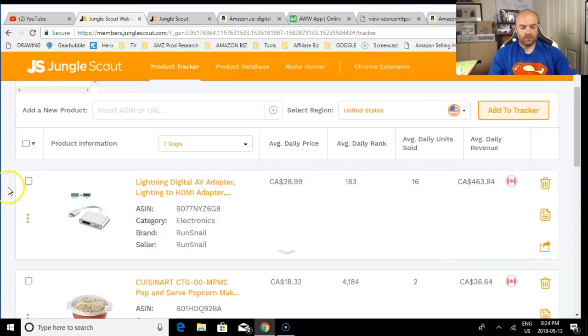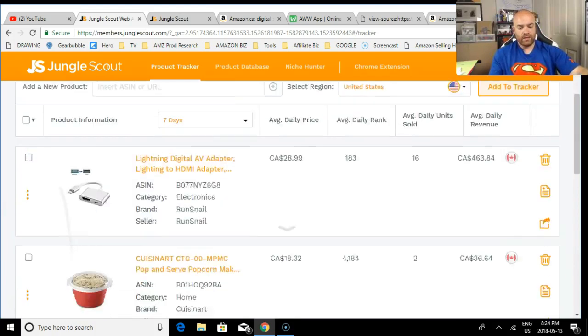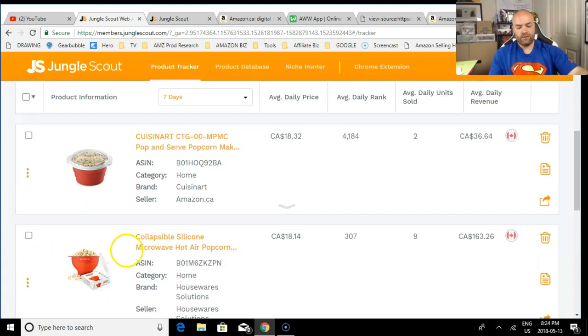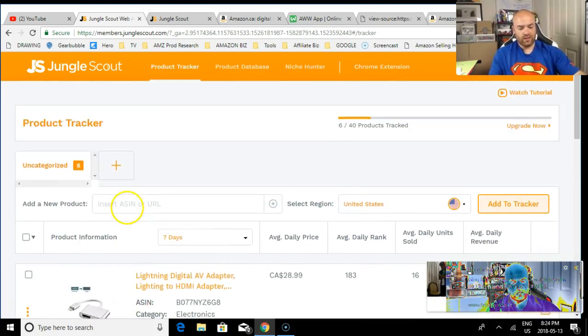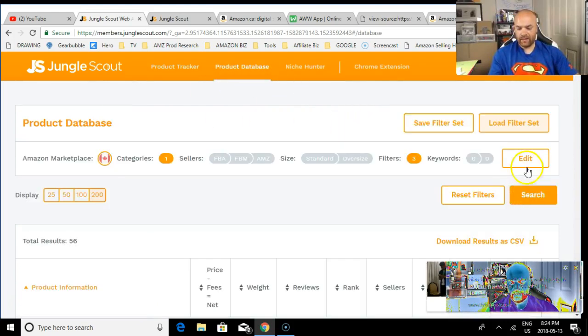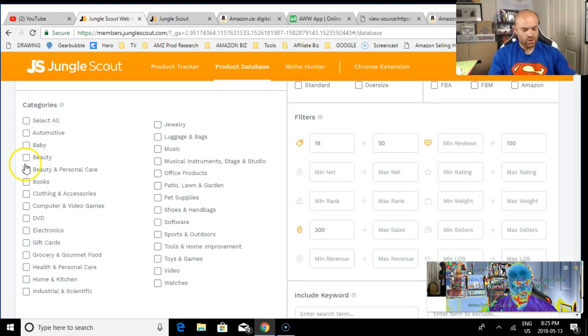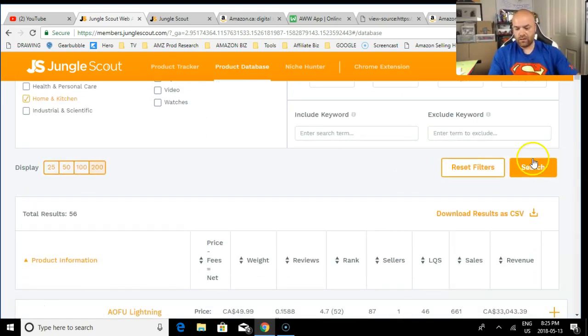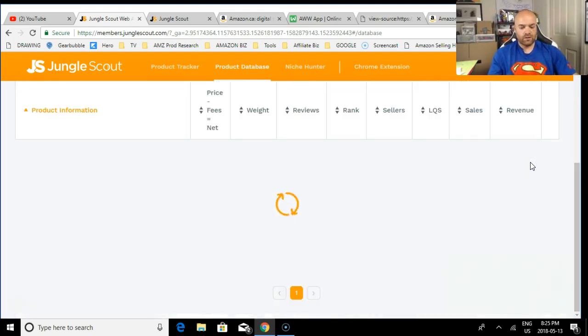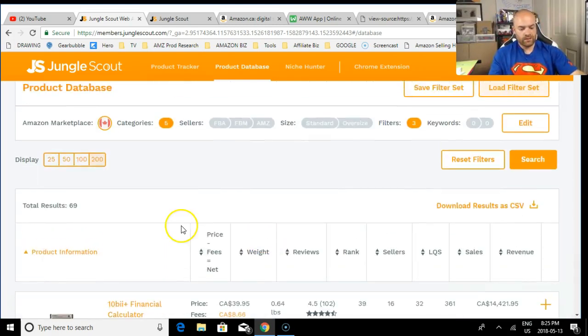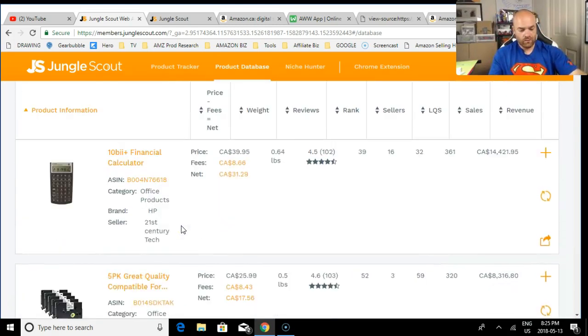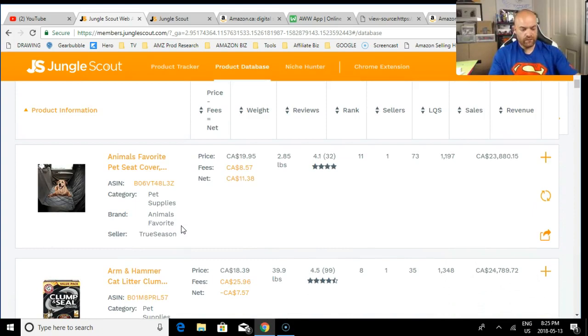Let's look at some of the products that populate inside of the categories that I'm searching in. For example, back here, the top home and kitchen, automotive, office, those are the ones we looked at earlier. We'll hit search. Gives me a grand total of 69 things to look at. Pick one that looks like we could private label.